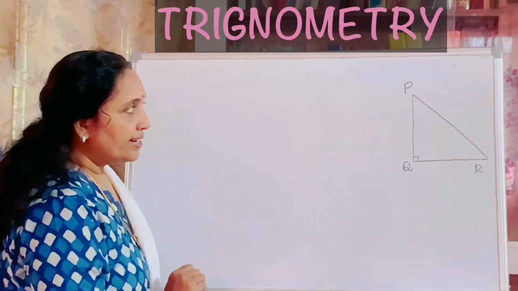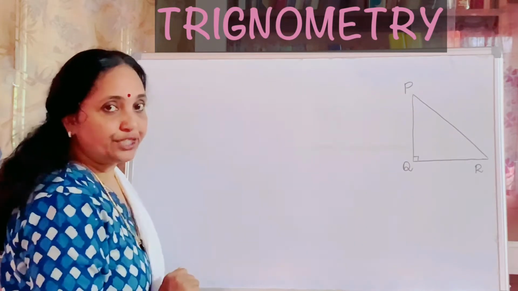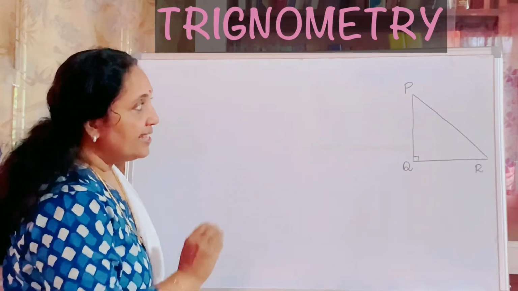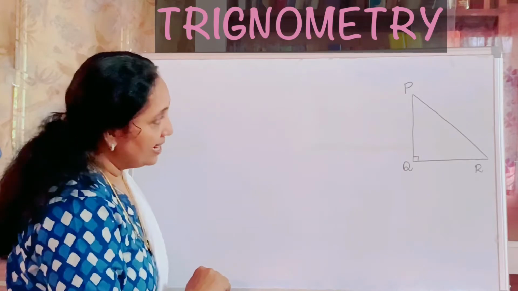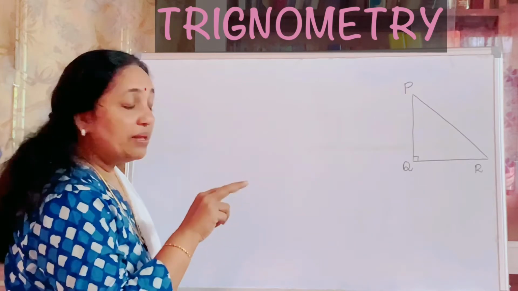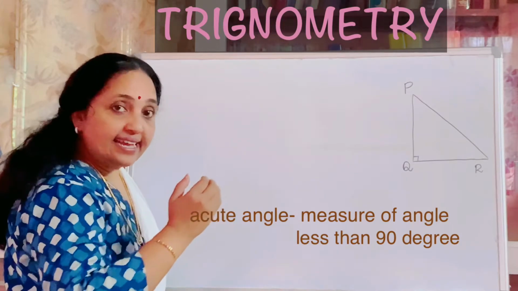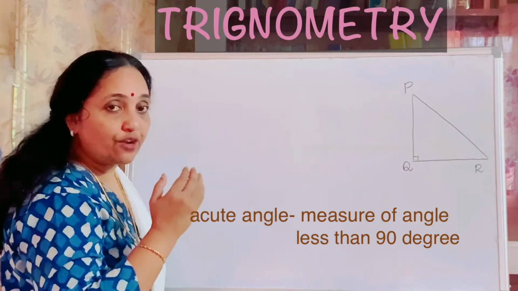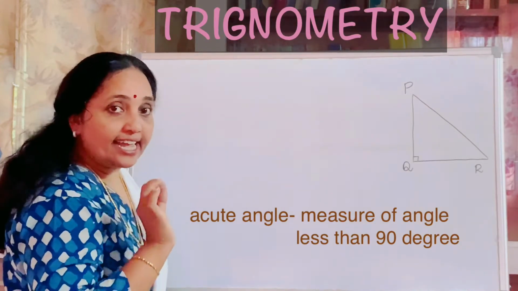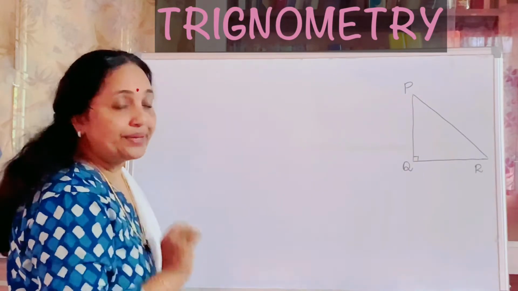In this figure, triangle PQR is a right triangle, right angle at Q. That means angle Q is 90 degree there. Then what about the other two angles? The angles P and R. Those two angles will be acute angles. Acute angles means angles less than 90 degree. That type of angle is known as an acute angle. Here angle P and angle R are acute angles.